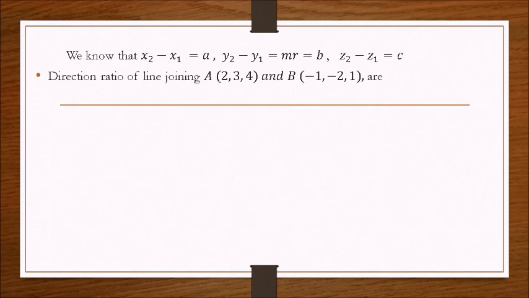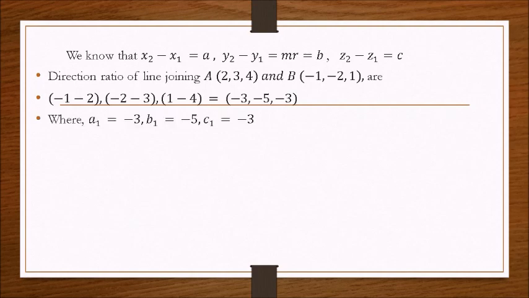So let the points be A and B. A is 2, 3, 4 and B is minus 1, minus 2 and 1. Now take the direction ratios: x2 minus x1, y2 minus y1 and z2 minus z1. So minus 1 minus 2, then minus 2 minus 3, then 1 minus 4. So we get the direction ratios minus 3, minus 5, minus 3. So a1 equals minus 3, b1 equals minus 5 and c1 equals minus 3.